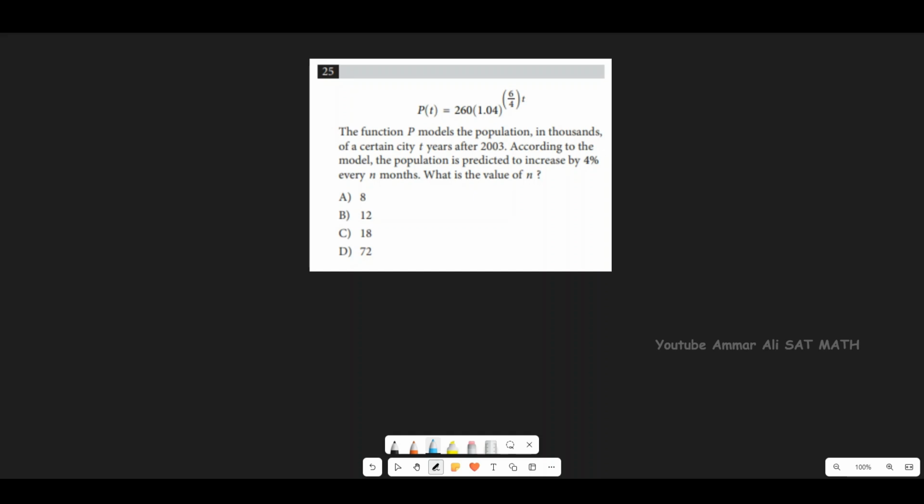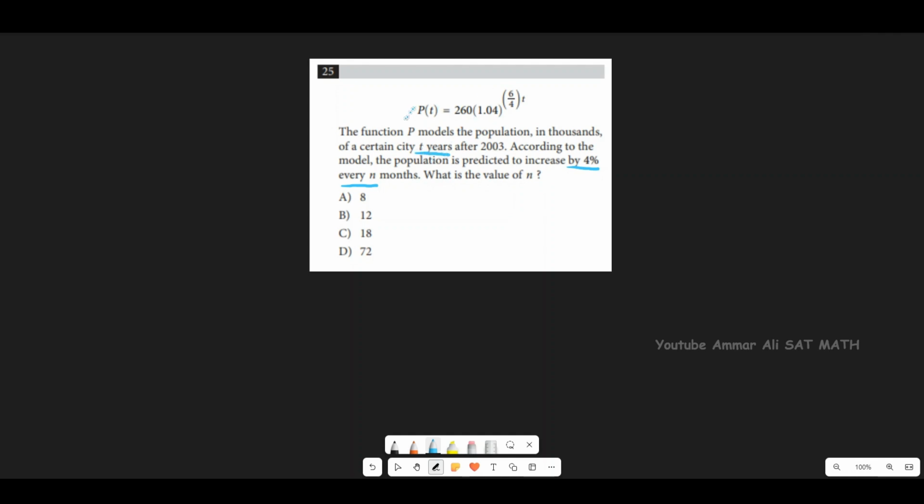This is a question from the official 2024 test bundle 5 math module 2, linked in the description. The function p models the population in thousands of a certain city t years after 2003. According to the model, the population is predicted to increase by 4% every n months. What is the value of n? And we know that t is in years.